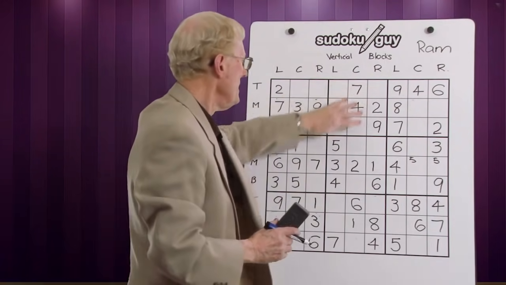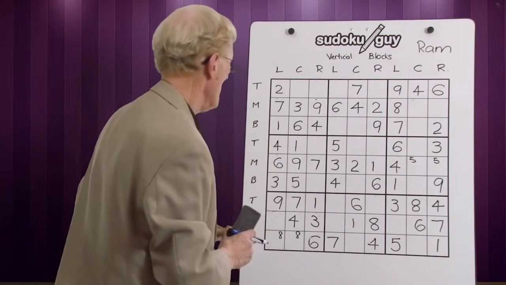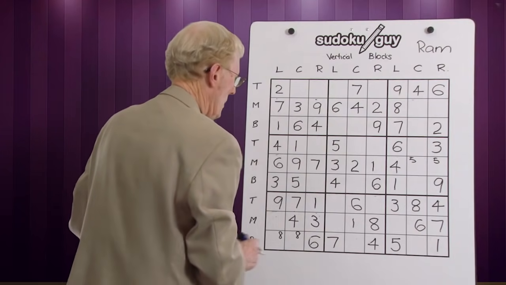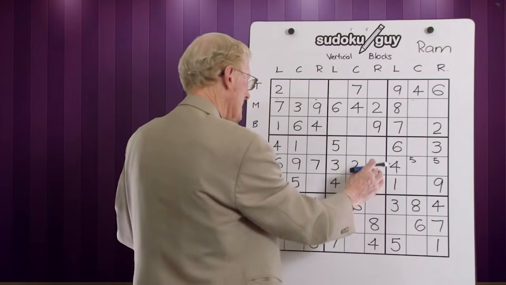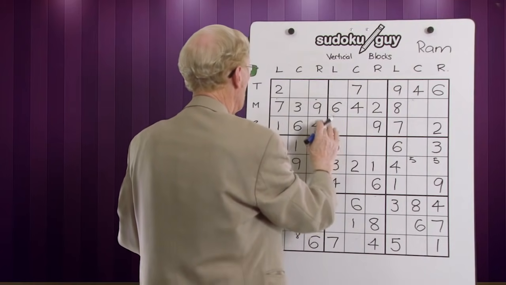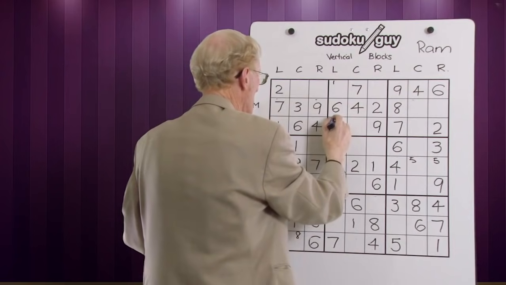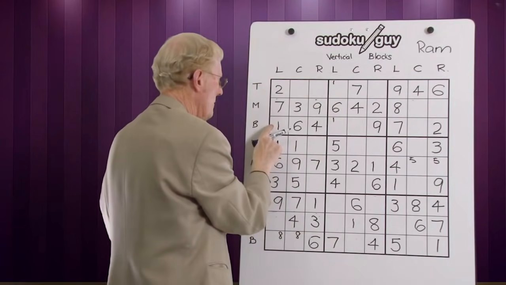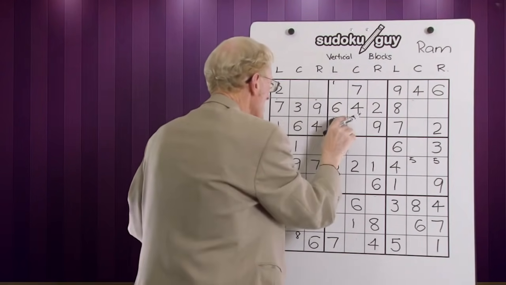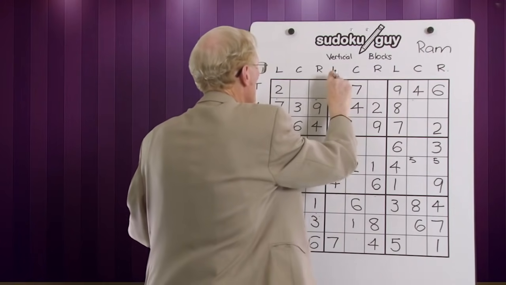Now we'll do these 3 vertical blocks and include ram as well. Let's take the 1s. Well, here's a 1 in the center. Here's a 1 in the right. Whatever goes in this block has to be on the left. And we could put it there, or we could put it there. But guess what? We look over here and there's a 1 already there. So that cancels out that 1. This becomes the 1.